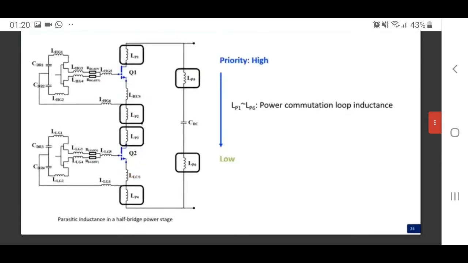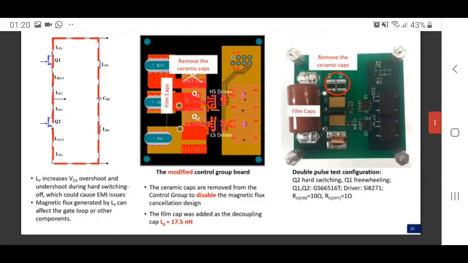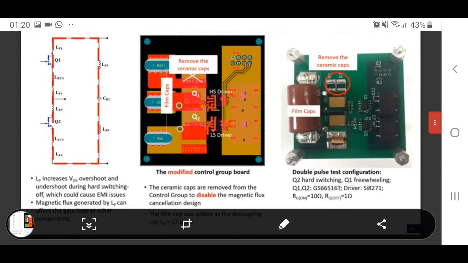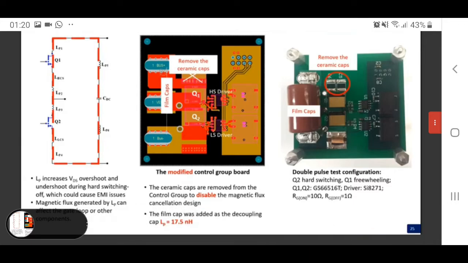Of the second priority is the power commutation loop inductance highlighted in the picture. The power commutation loop consists of 3 components: the high side and low side switches and the decoupling cap. Power loop inductance will increase the undershoot and overshoot of the VDS during the switching transition, which could cause some EMI issues. On the other hand, the magnetic flux generated by the di/dt in the power loop can affect the gate loop or other components.